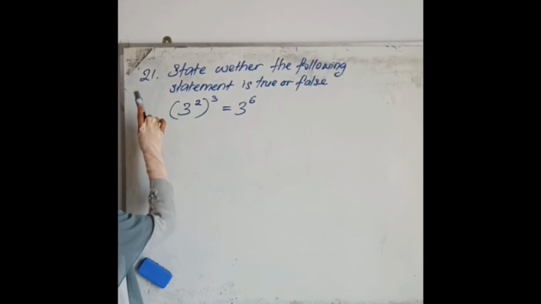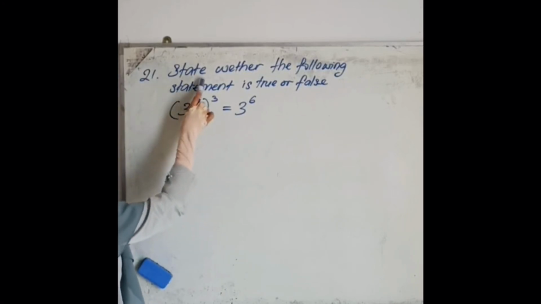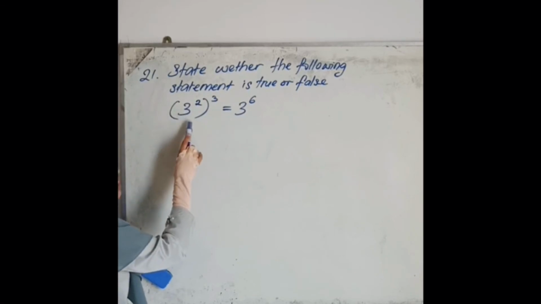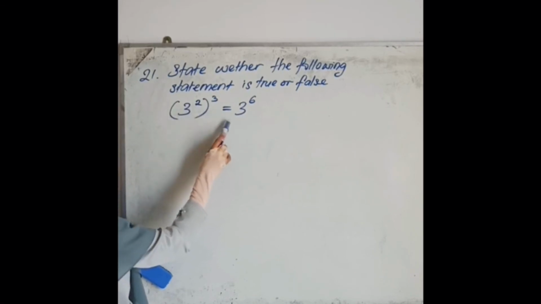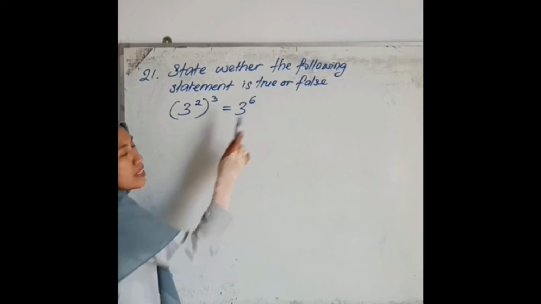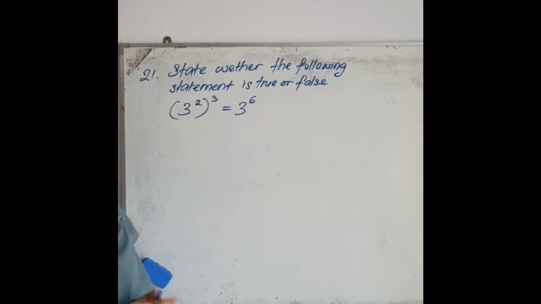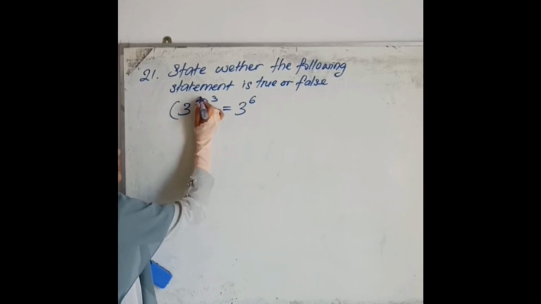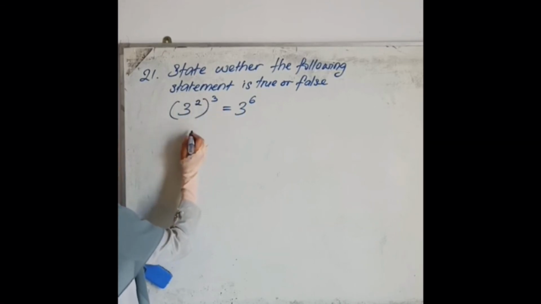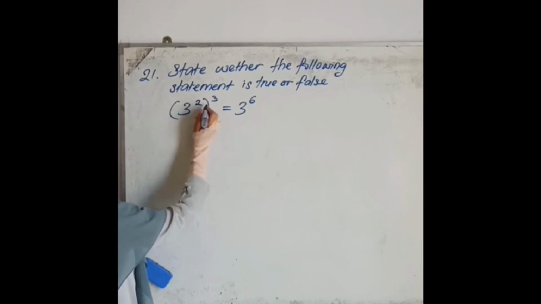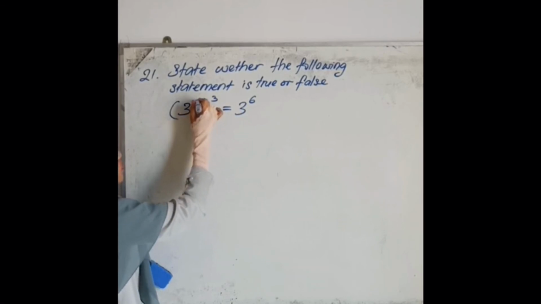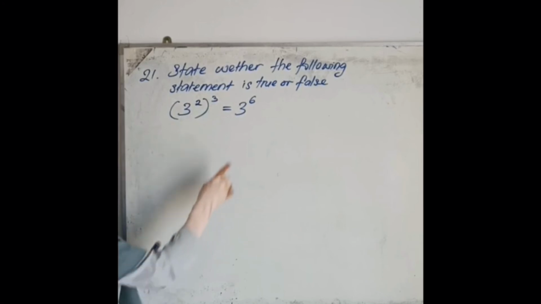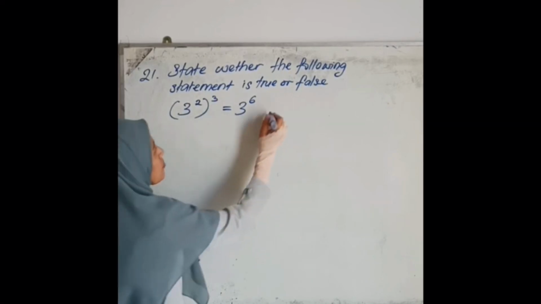Okay, number 21. State whether cube of 3 squared equals 3 to the power of 6. Okay, by using the third law, the powers we can multiply. So 3 to the power of 2, so 2 times 3 equals 6. So the answer is true.